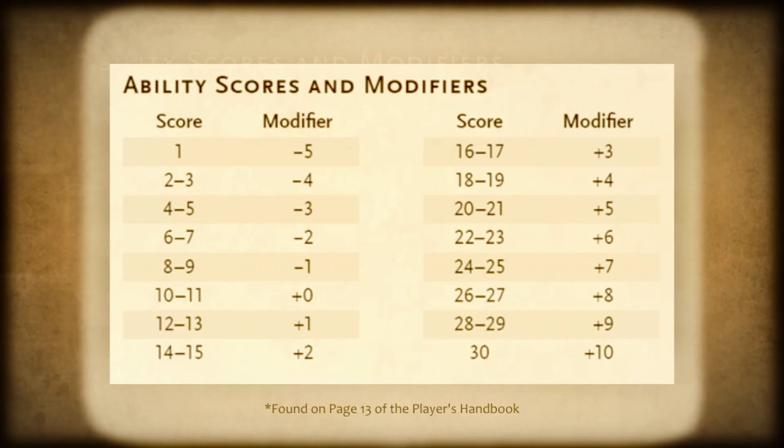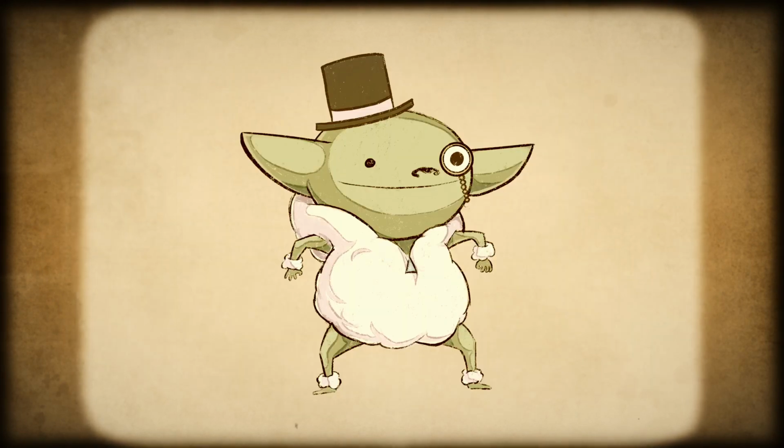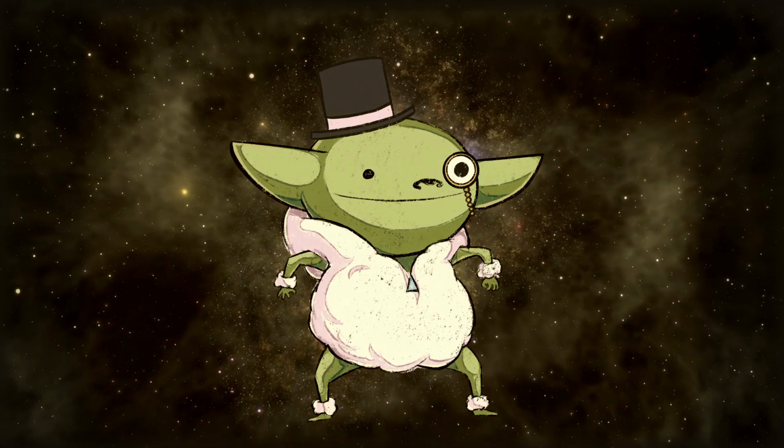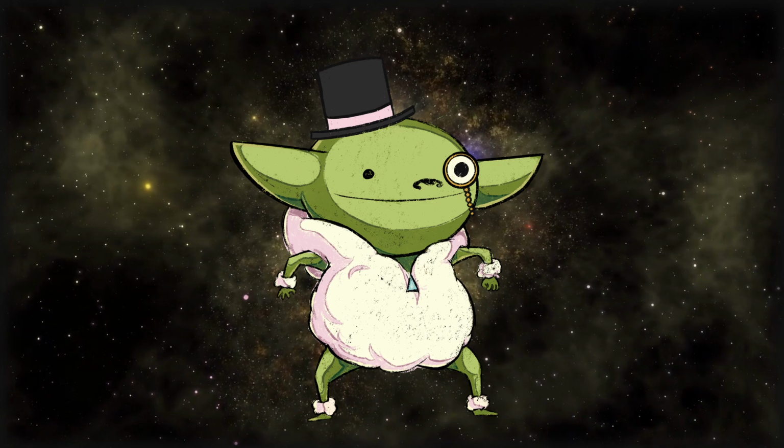Now refer to this table here to see what modifier each ability score has and assign them accordingly. And there you have it, folks. Rolling for stats.